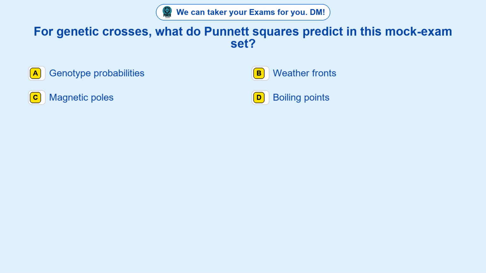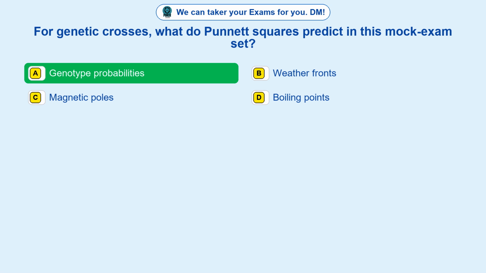Question 27. For genetic crosses, what do Punnett squares predict in this mock exam set? Option A, genotype probabilities. Option B, weather fronts. Option C, magnetic poles. Option D, boiling points. The correct answer is option A.